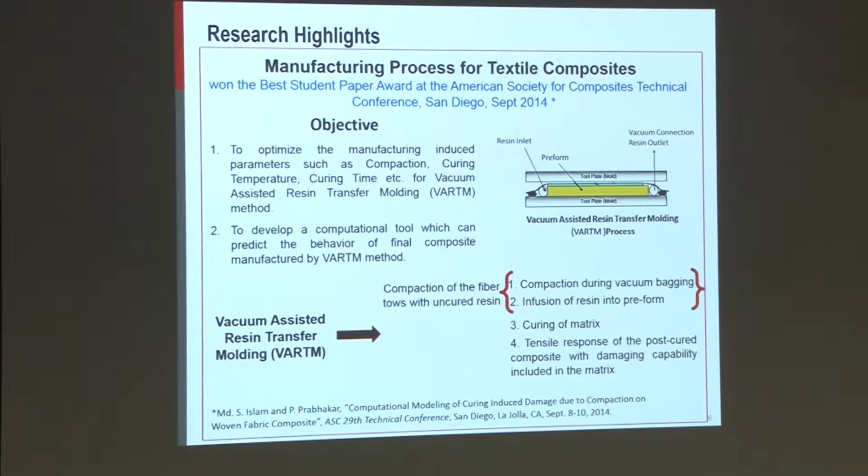So this work is in the manufacturing process for textile composites. And here we seek to develop a computational tool that can predict the behavior of the final composite after a manufacturing process. In this particular case, it's a vacuum-assisted resin transfer molding process. And our goal is to predict the final response of these materials and capture the influence of different manufacturing-induced parameters on the damage initiation and evolution in these materials.